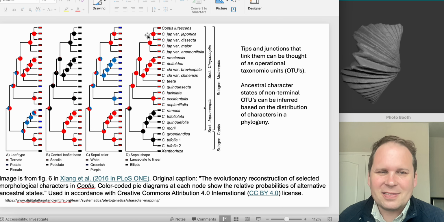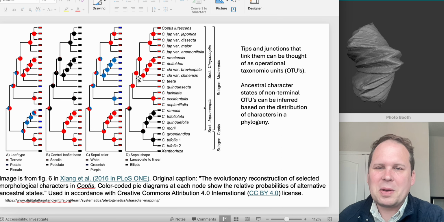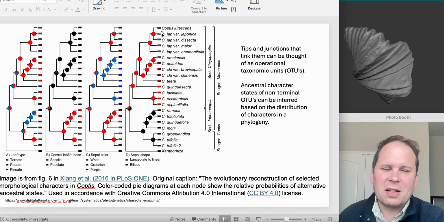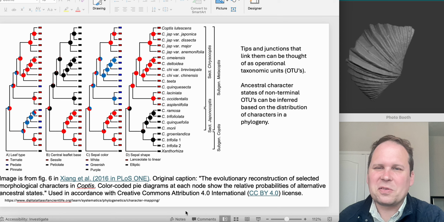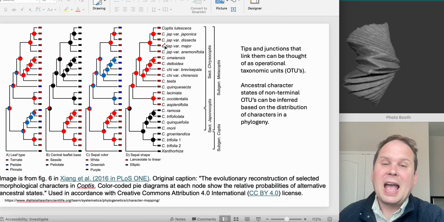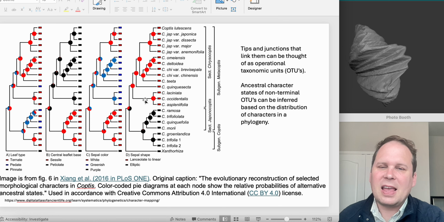OTU, Operational Taxonomic Unit. Yeah, all the little dots all the way back on the tree are operational taxonomic units. Yeah, as are the tips as well. Basically, every dot on a phylogenetic tree can be. So OTU, OTU, OTU.